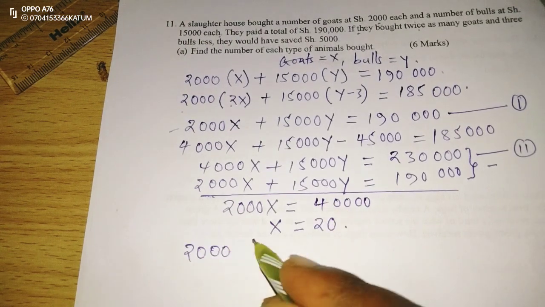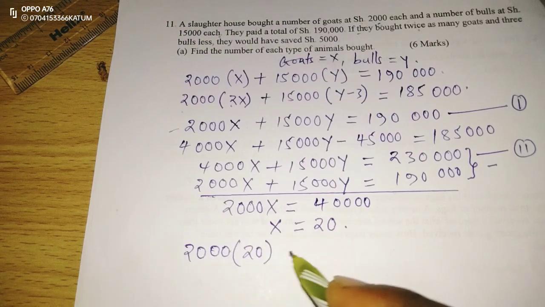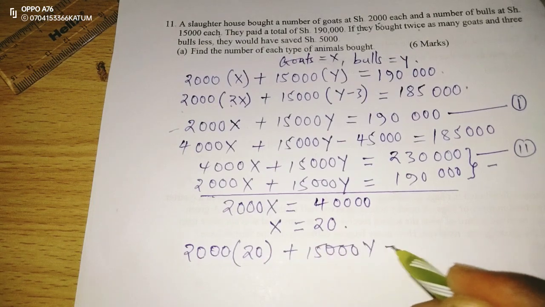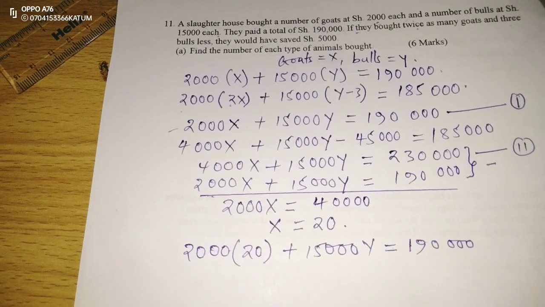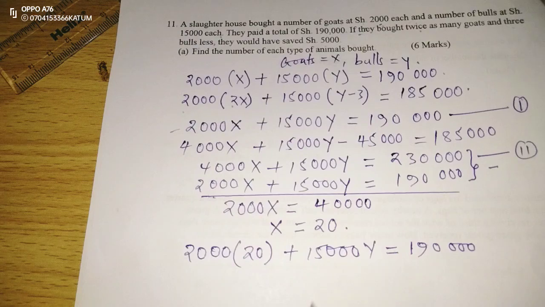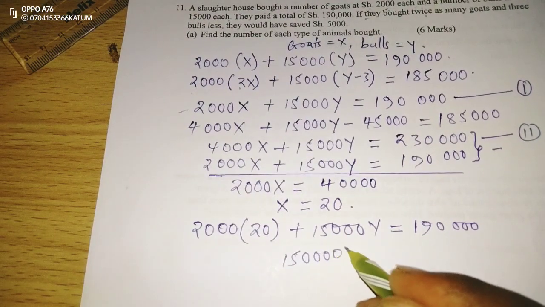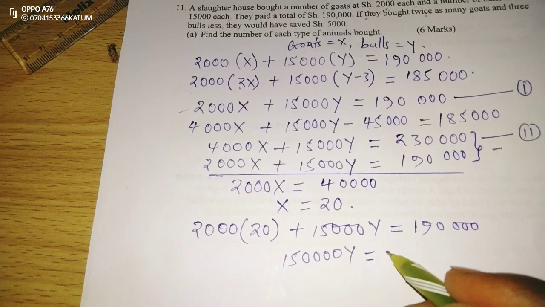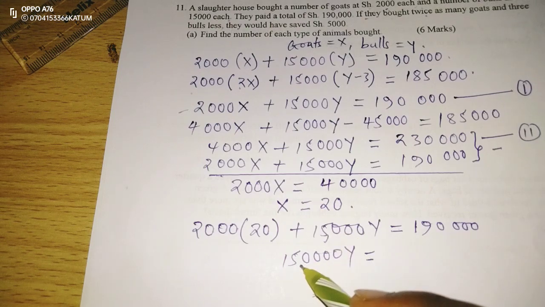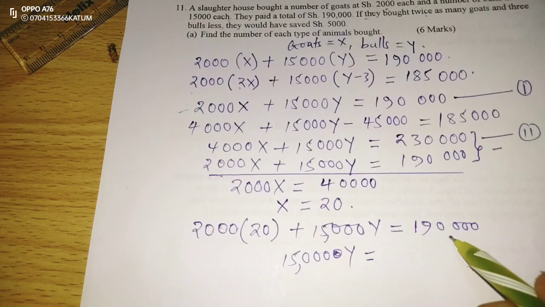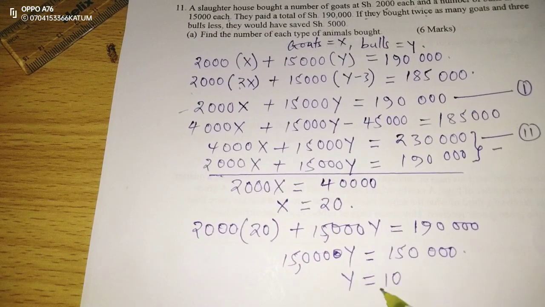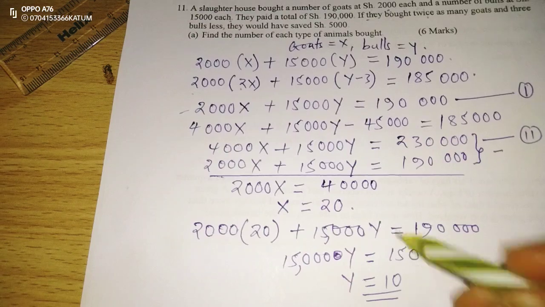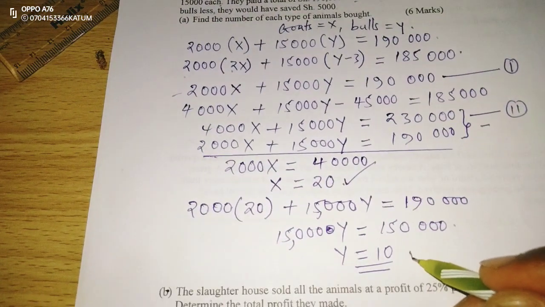So 2,000 times 20 is 40,000. Then we add the known 15,000y. We're supposed to get 190,000. So when we multiply 2,000 by 20, we have 40,000 and we subtract it from 190,000, we're going to get 15,000y equals 150,000. So the value of y is going to be 10. So we have 20 goats and 10 bulls.